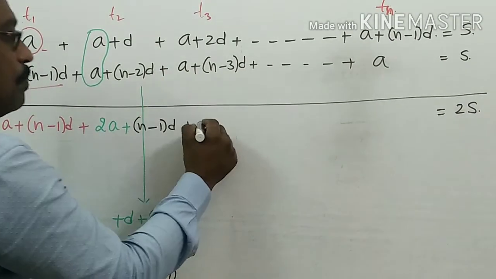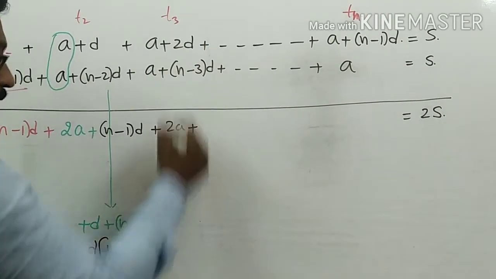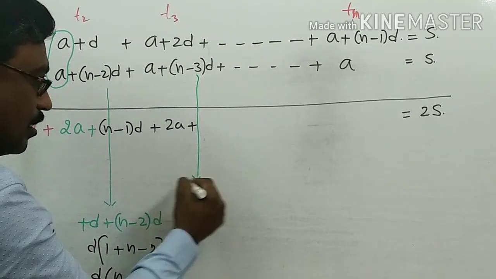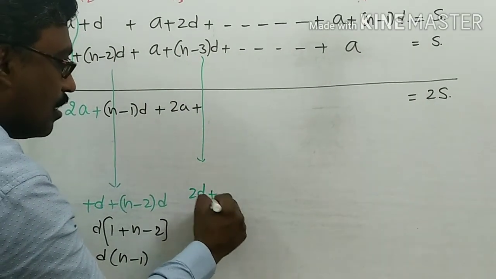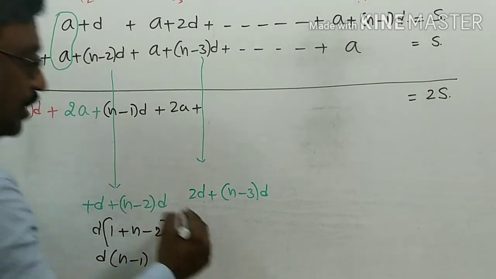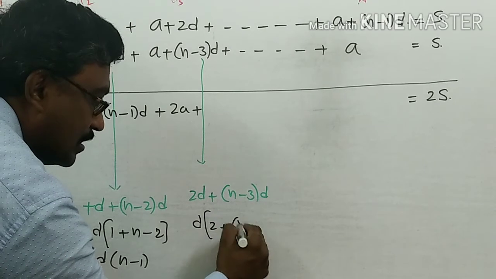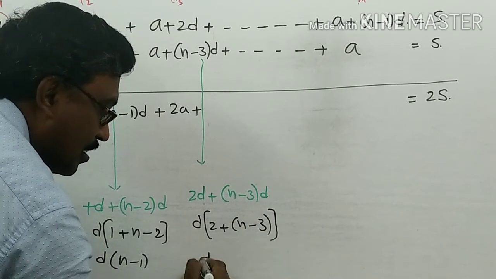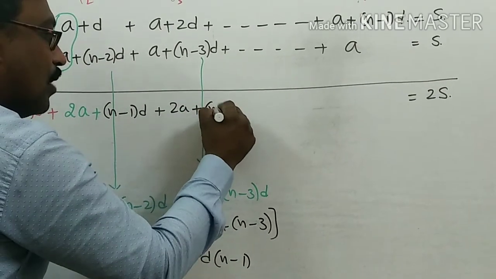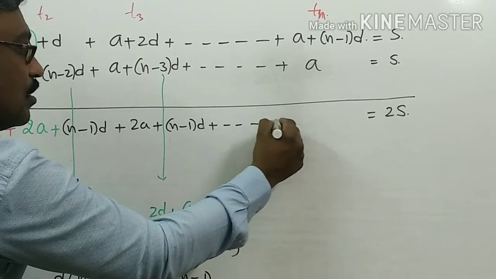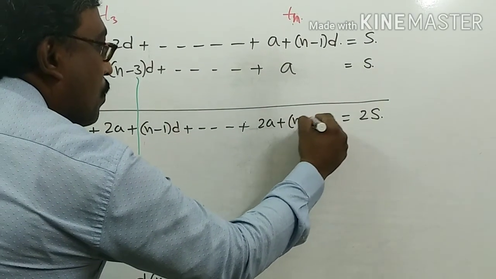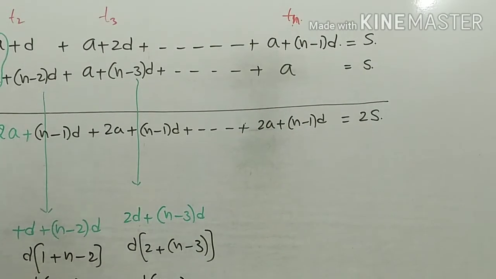Now the third one, a + a is 2a, plus, I am doing some rough work here, 2d + (n − 3)d. I am taking d common: 2 + n − 3, that is n − 1. So (n − 1)d. So on. A + a is 2a + (n − 1)d.